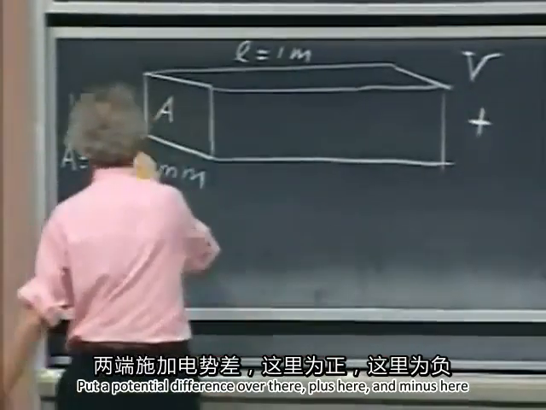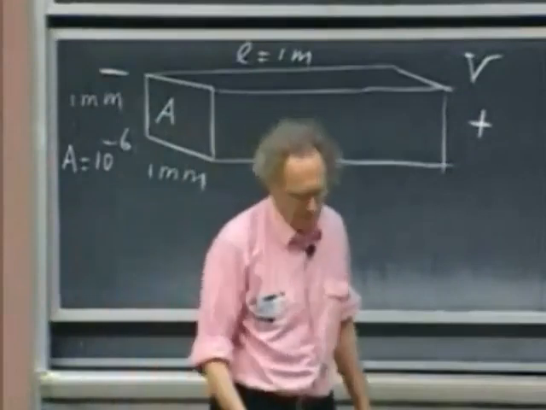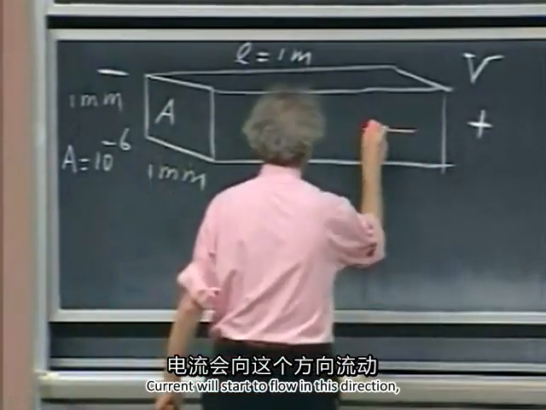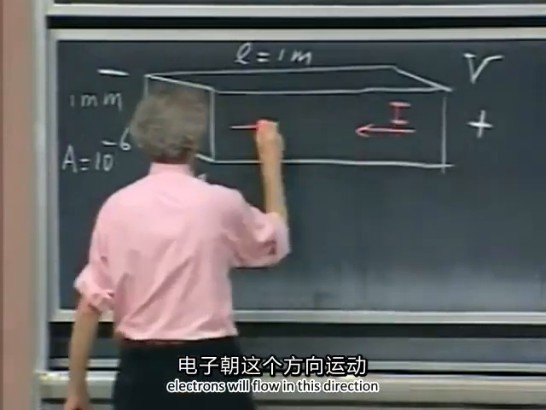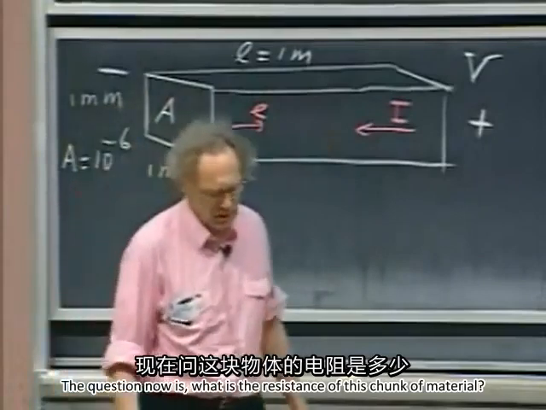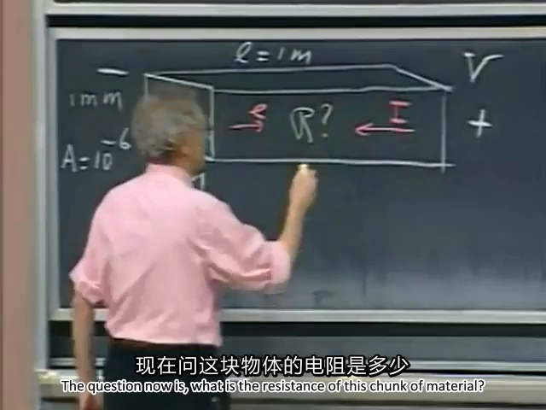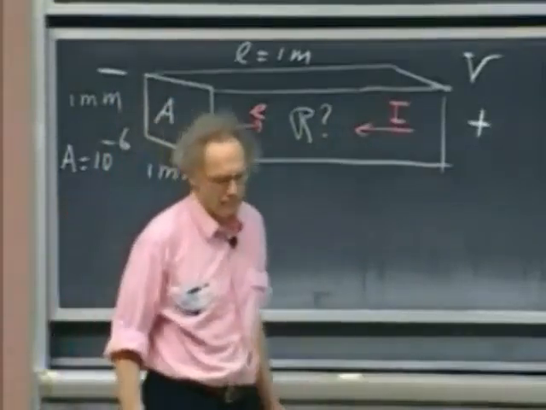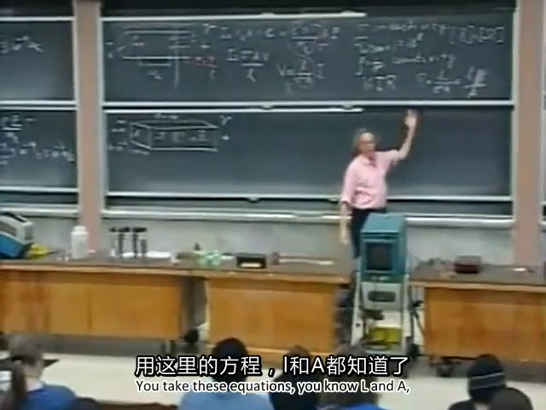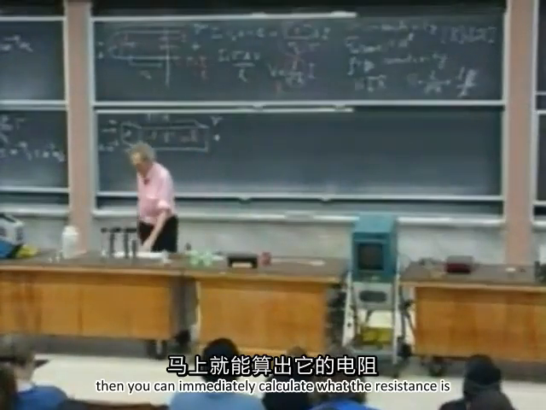Put a potential difference over there, plus here and minus here. Current will start to flow in this direction. Electrons will flow in this direction. And the question now is, what is the resistance of this chunk of material? Well, very easy. You take these equations, you know L and A, so if I tell you what sigma is, then you can immediately calculate what the resistance is.